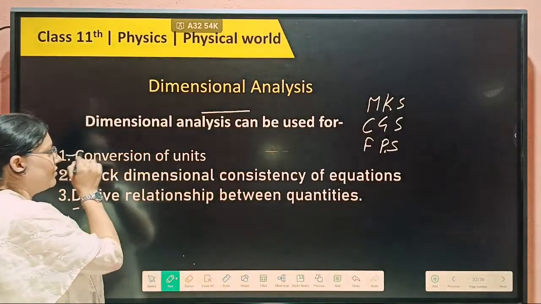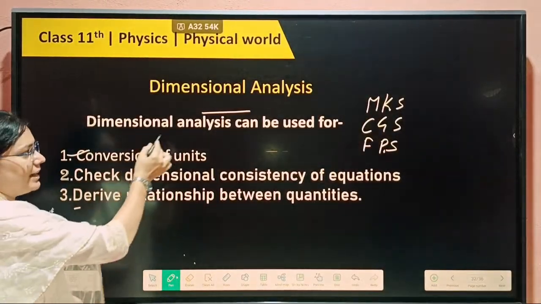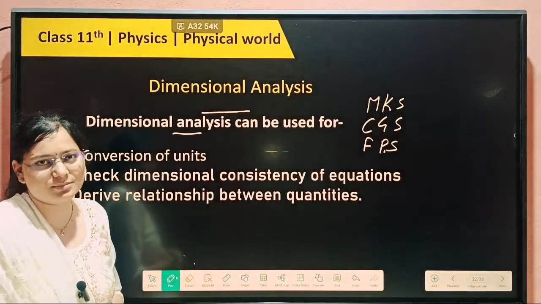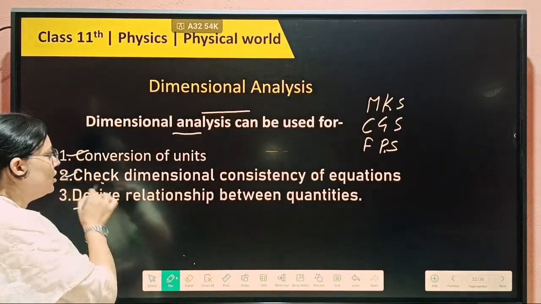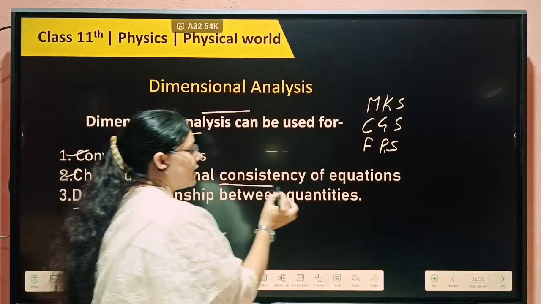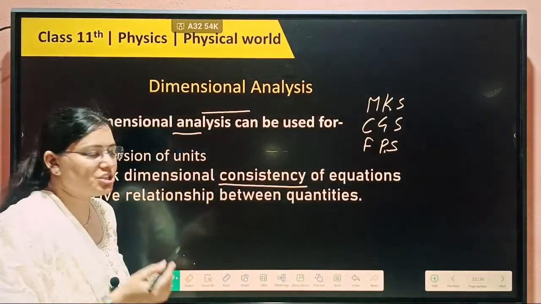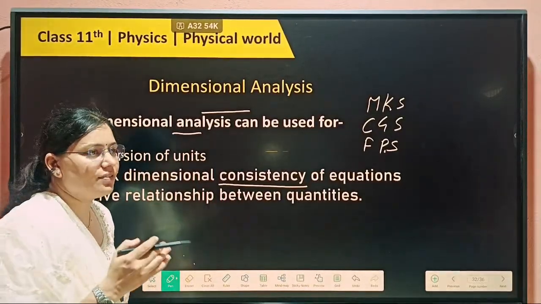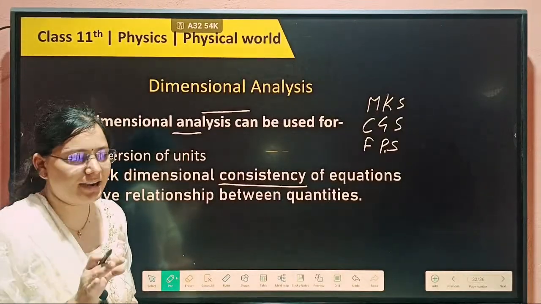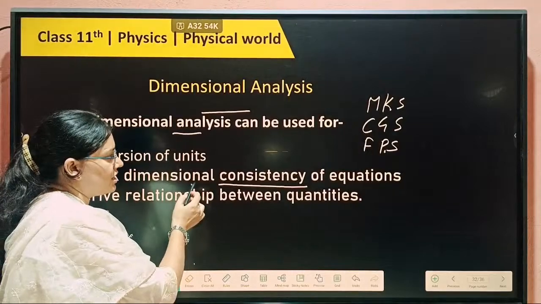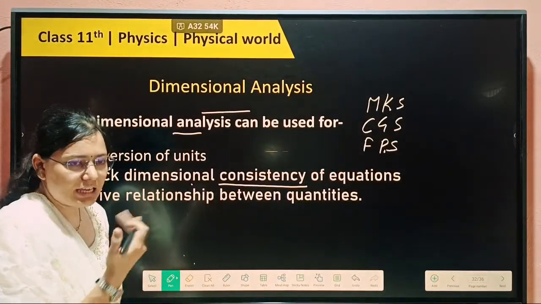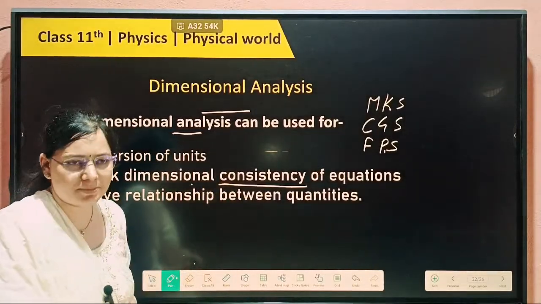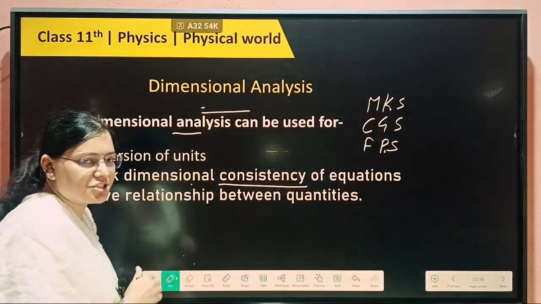So the first one is conversion of units, the use of dimensions. I told you that if you want to convert one system to another system, then we will use their dimensions. Second is to check the dimensional consistency of an equation. Any equation written anywhere, in the exam also, we first have to check whether what you are writing is right or wrong. To check that, on both sides, if one side is Newton, then the other side should also be Newton; if one side is meter, the other side should also be meter. So there also we are using our dimensional formula.